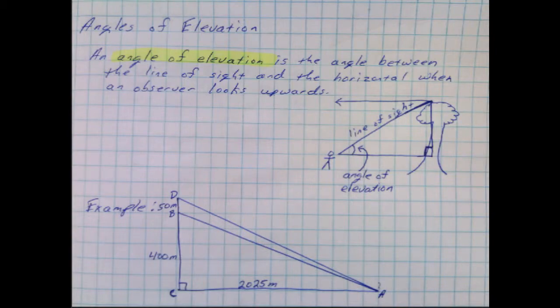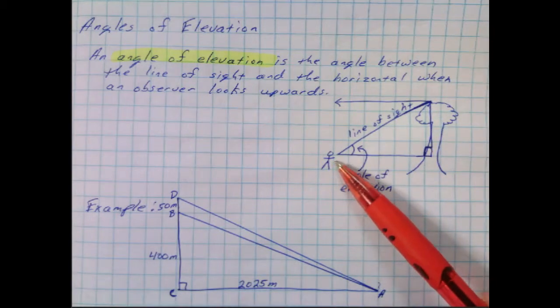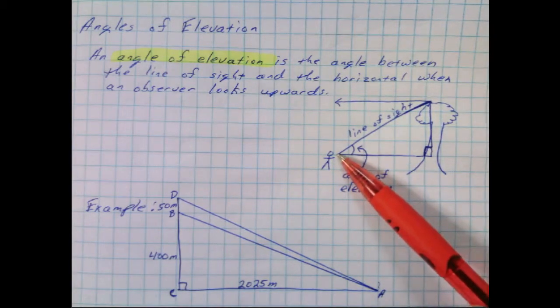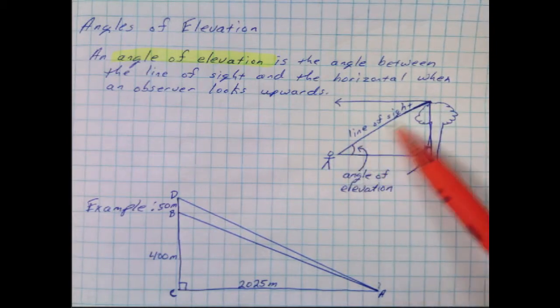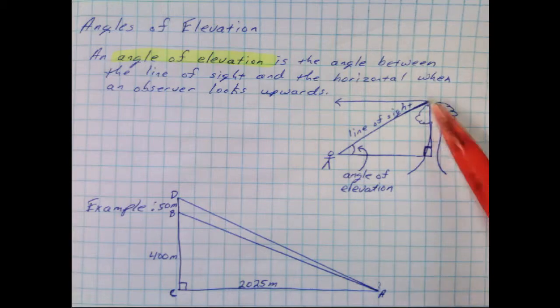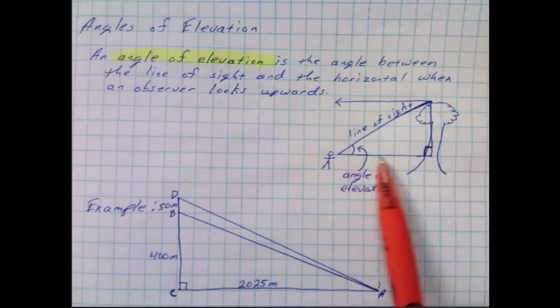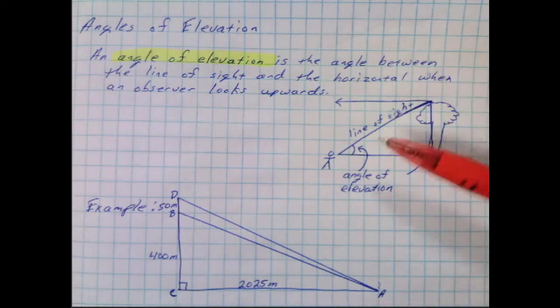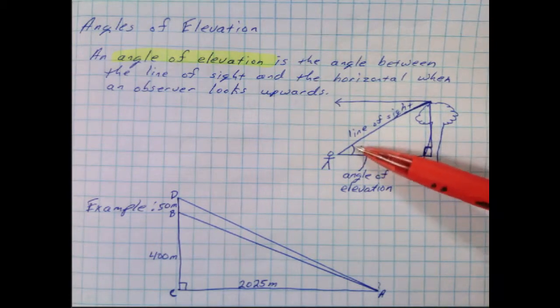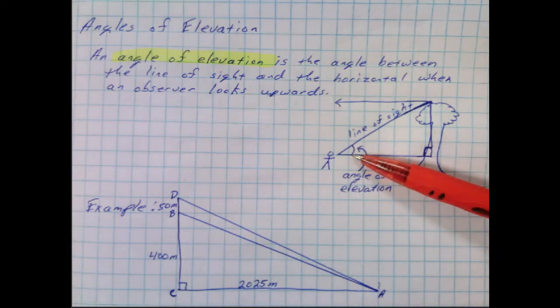An angle of elevation is the angle between the line of sight and the horizontal line when the observer looks upwards. So we have a picture here, we have a tree. Our little person, the line of sight is from their eye level to wherever they're looking at. In this case it's the top of the tree. That's your line of sight. And then the horizontal, that's from your eye level, straight in front of you. So then your angle of elevation is the angle that is created by those two lines.